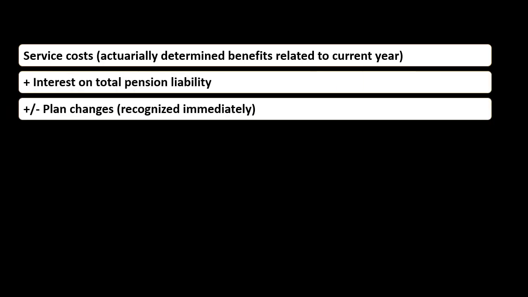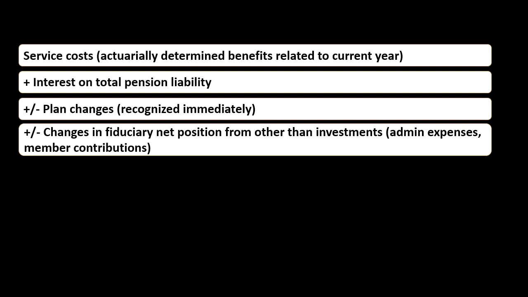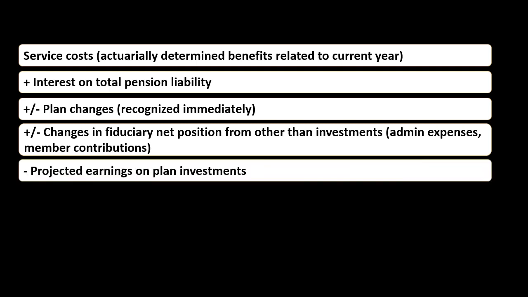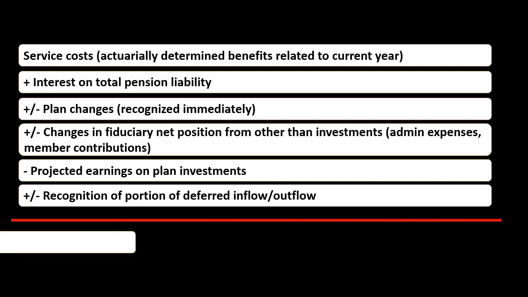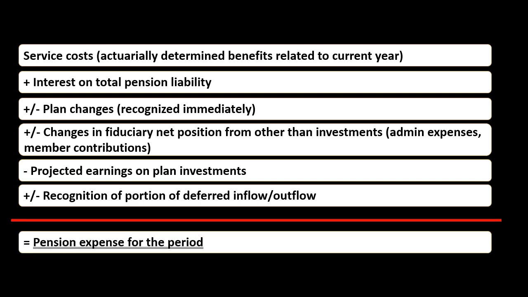Let's go through a calculation here. We're not going to spend a lot of time on the calculation, but this will give us an idea of it. We have the service cost, actuarially determined benefits related to the current year, plus the interest on total pension liabilities, plus or minus plan changes recognized immediately, plus or minus changes in fiduciary net position from other than investments, admin expenses, member contributions, minus projected earnings on plan investments, plus or minus recognition of a portion of deferred inflow and outflow. That is going to give us the pension expense for the period.